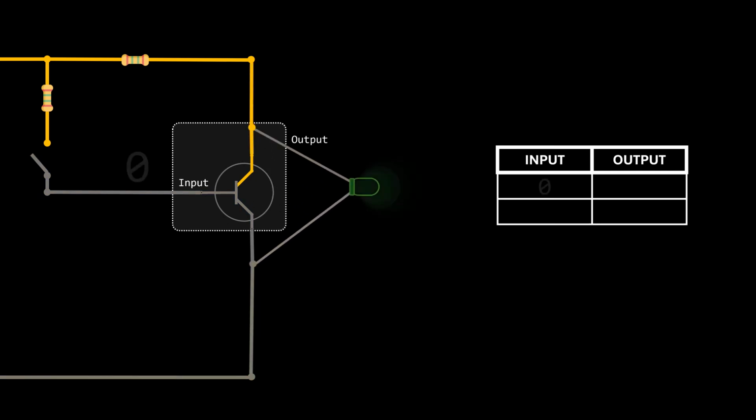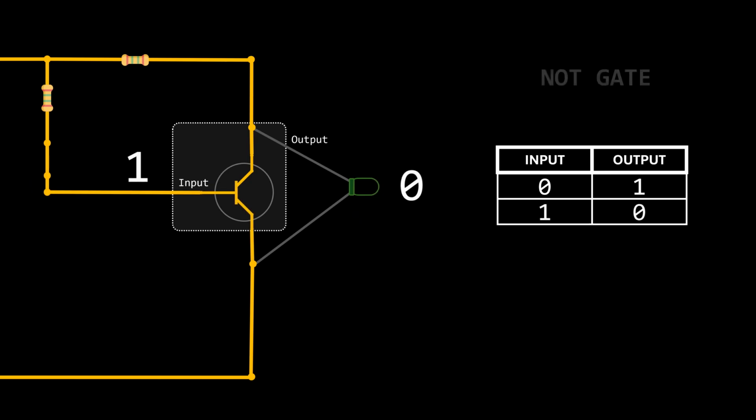Now, let's tweak things a bit. Here, when the input is 0, the LED is on due to the way it is arranged within the circuit. But pay attention to this. Setting the input to 1 causes the LED to turn off, indicating to us the output is a 0. This setup is commonly referred to as an inverter or a NOT gate. This may seem a bit confusing.